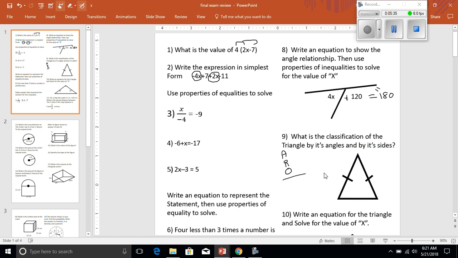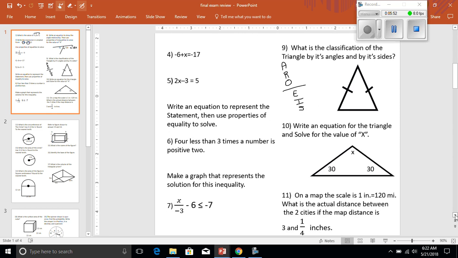And the classification of sides that we have are going to be equilateral, which means all 3 sides are the same, isosceles, which means 2 of the sides are the same, and scalene, which means absolutely none of the sides will be the same. Let's go to number 10.